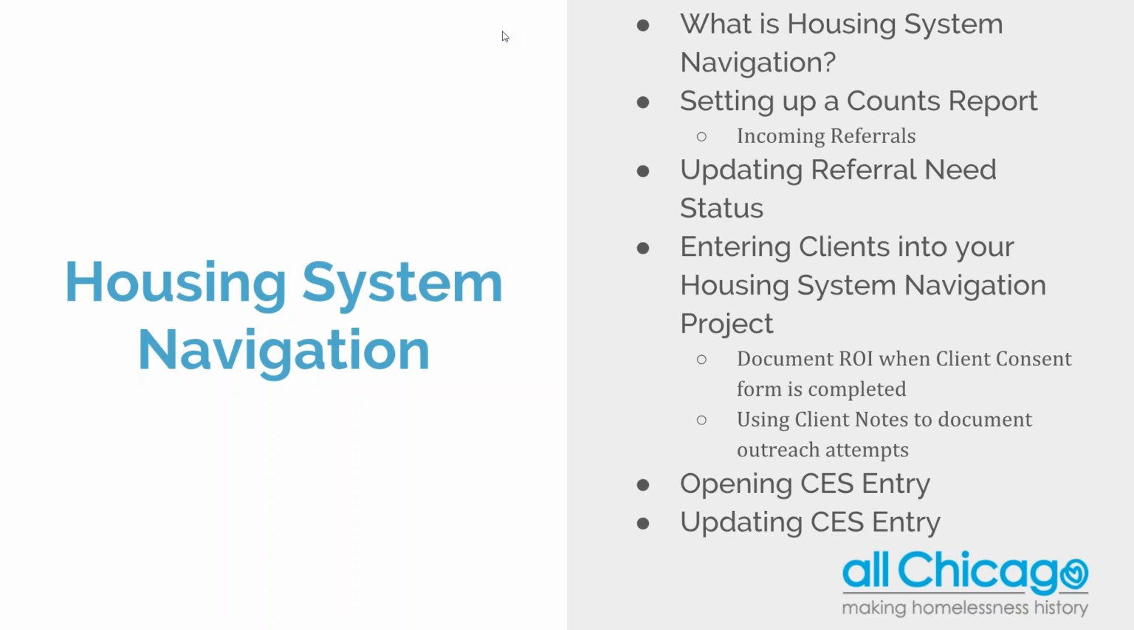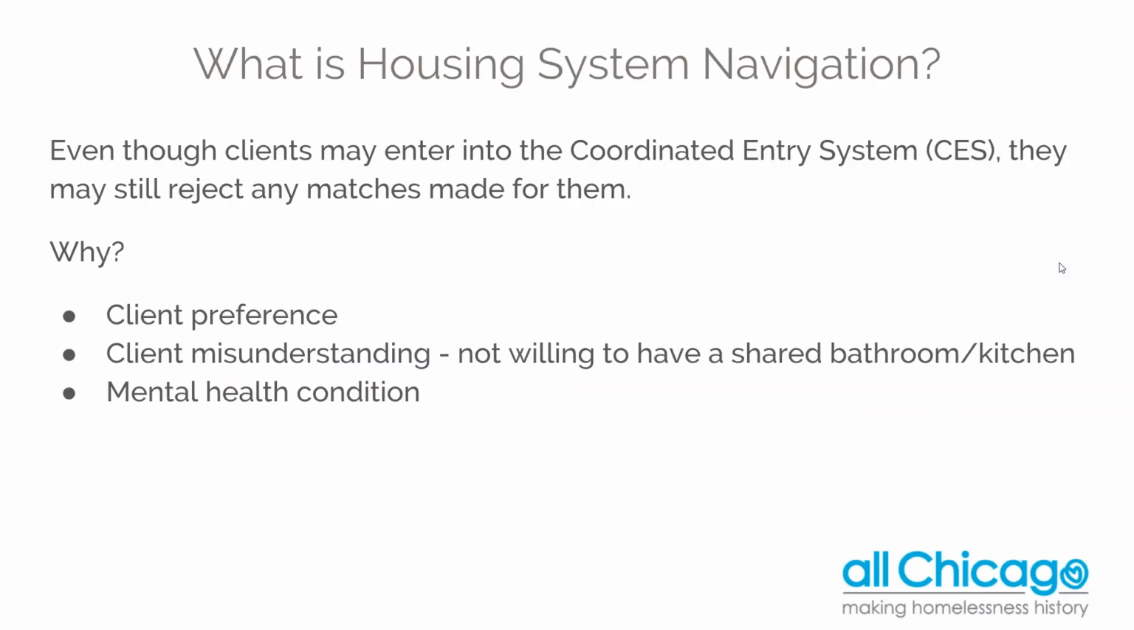So we'll be talking a little bit about setting up a counts report, updating the referral need status, entering clients into your housing system navigation project, documenting the ROI when the client consent form is completed, when to use client notes for different outreach attempts and engagements. Then we'll talk a little bit about how to open a coordinated entry system entry, as well as updating that same entry.